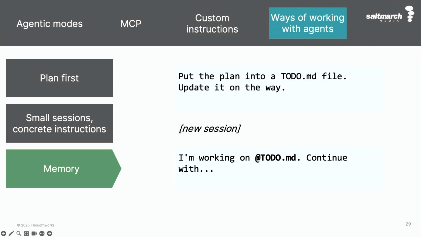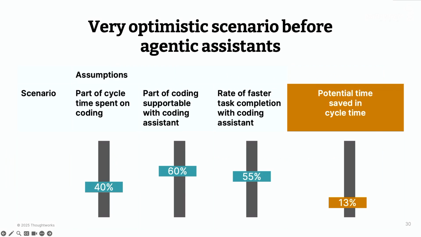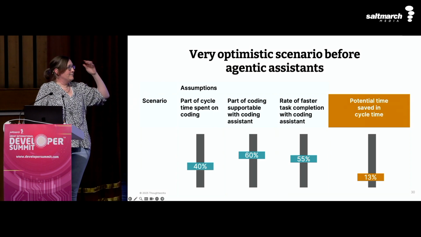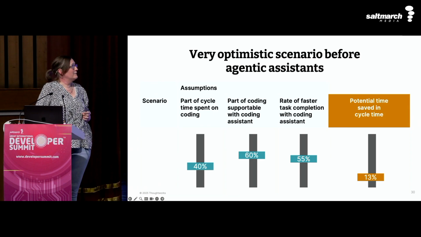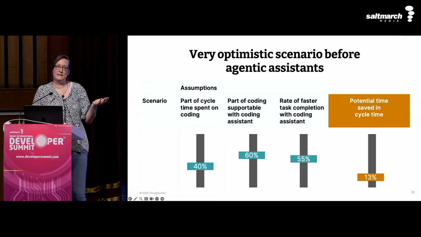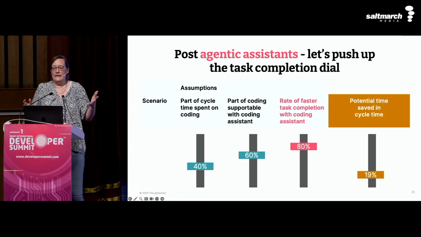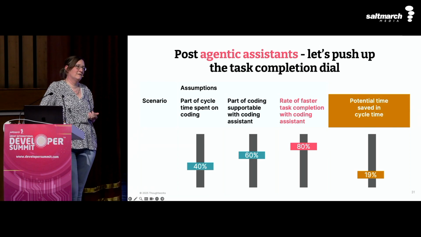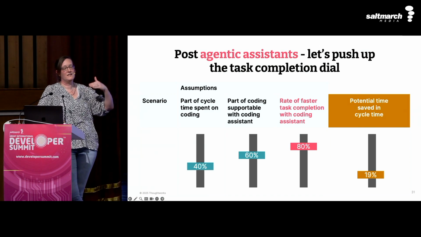So now, how does that change our heuristic potentially? This is the heuristic I put up earlier, right? The very optimistic scenario of the impact of a coding assistant on cycle time. So what if we say now, let's say with agentic assistance, we can push this dial up to the task completion dial, maybe 80% faster in some cases, right? Just for the sake of argument, this is all scenario planning, right?